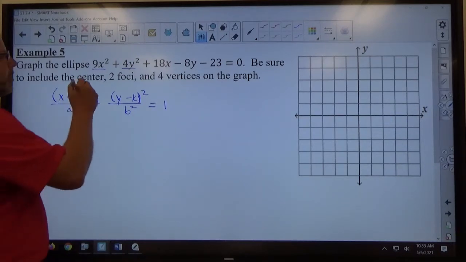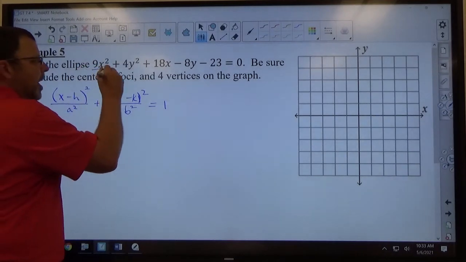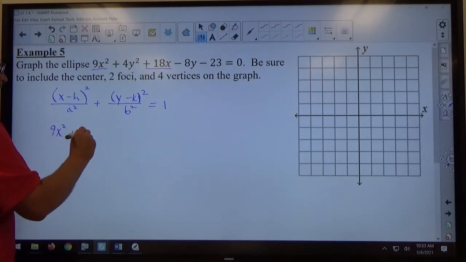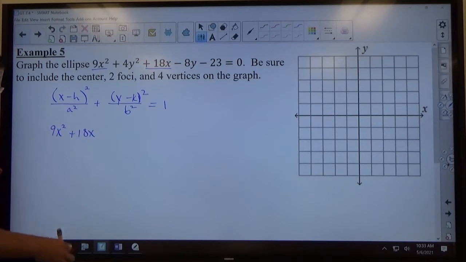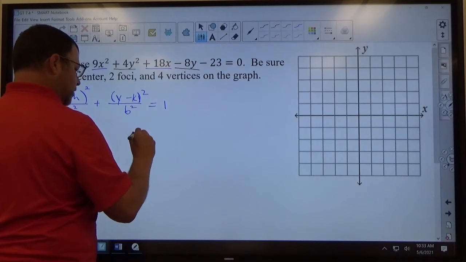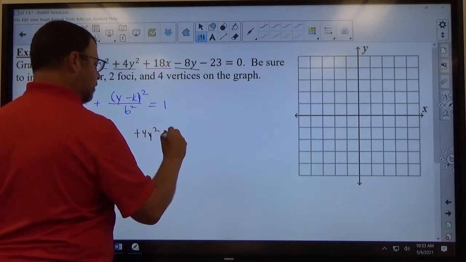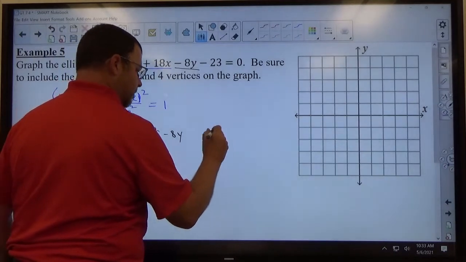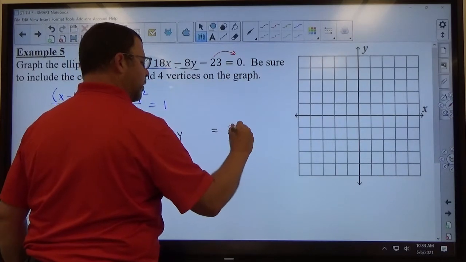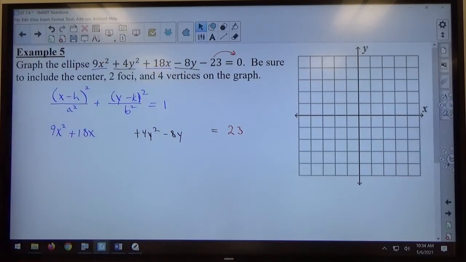So I'm looking at this. This is an x object, this is an x object. I put those together, so I've got 9x squared plus 18x. I'm going to leave a gap. I've got 4y squared and minus 8y, so I'm going to put plus 4y squared minus 8y, leave a gap. And I've got a number here, negative 23. When it slides across to the right-hand side, it becomes positive 23. So step one is very much like step one with the circle, where I'm just rearranging things, putting my x grouping together, my y grouping together, and the number on the other side.